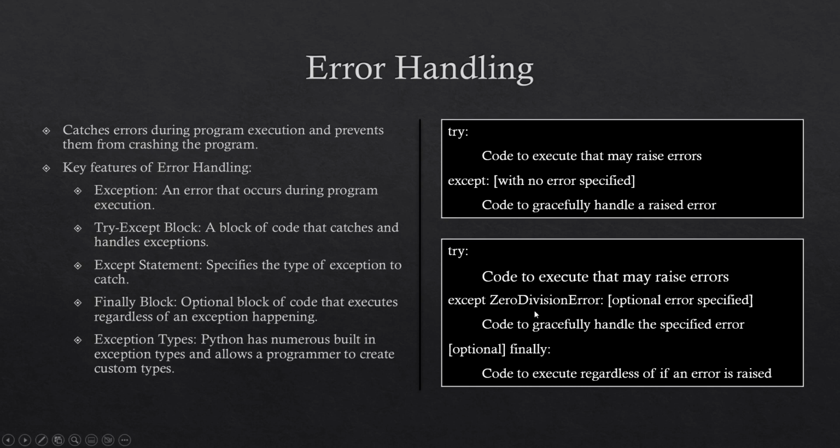Over here on the right side of the slide, I have some syntax examples. We have the try keyword followed by a colon, and below it, indented code to execute that may raise errors. Then we have the except keyword with a colon, and below it is indented code that will gracefully handle the error should it occur. Below that, I have another example. This one, next to the except keyword, has a specified error, the ZeroDivisionError. And then we have a finally keyword with a colon that has indented code underneath it that will execute regardless of whether an error has occurred.